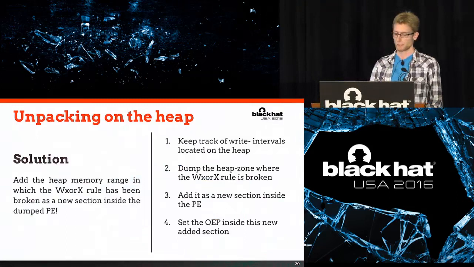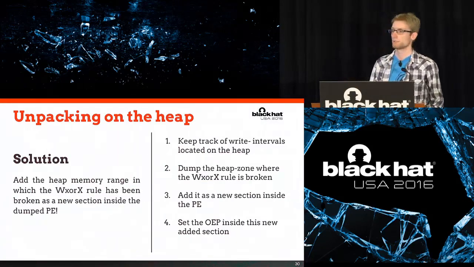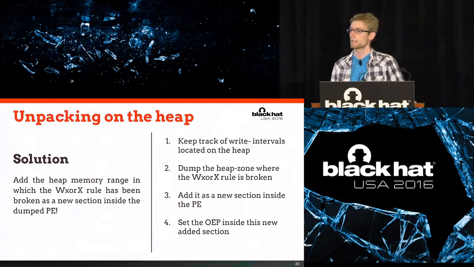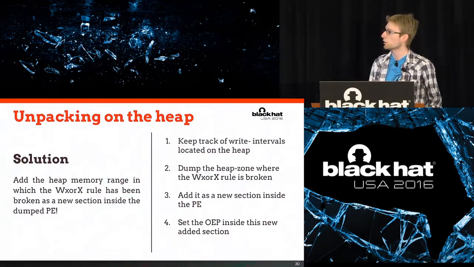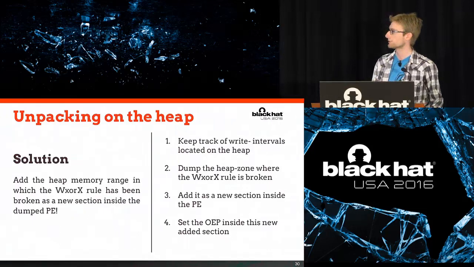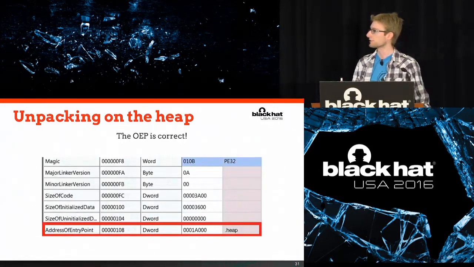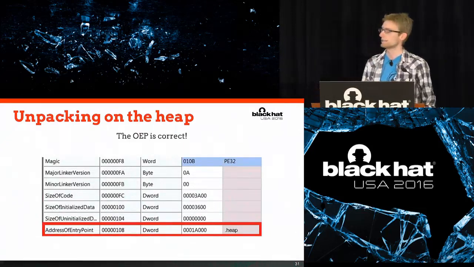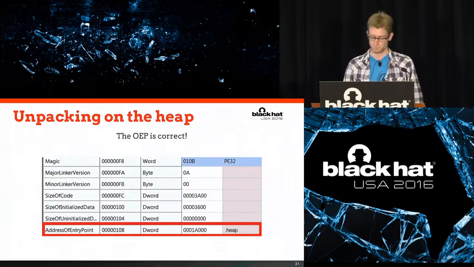To solve this issue, we keep track of all the heap allocated memory areas, and when we detect that the W-XOR-X rule has been broken inside one of these areas, we dump it and we add it as a new section inside the portable executable. In this way, when we reconstruct it and we set the address of entry point, this is a legit one, and it is pointing to the new section that we have just added.